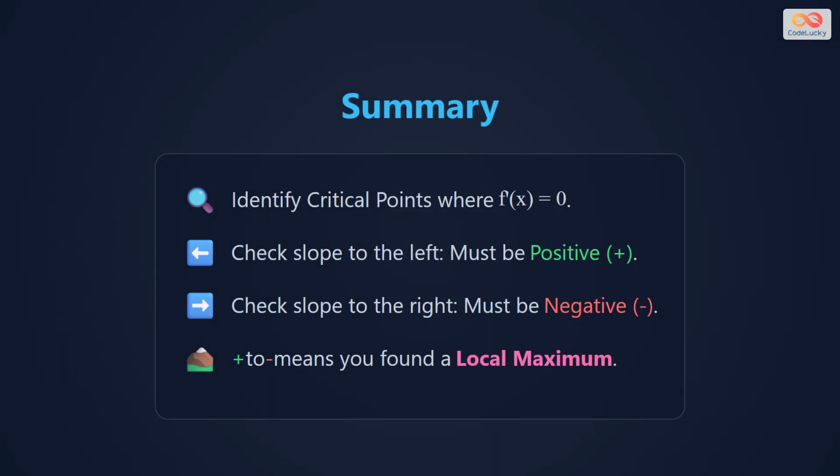To summarize, finding a local maximum involves 3 steps. 1. Find the critical points where the derivative is 0. 2. Check the slope to the left to ensure it is positive. And 3. Check the slope to the right to ensure it is negative. If you see this transition from plus to minus, you have successfully identified a local maximum.